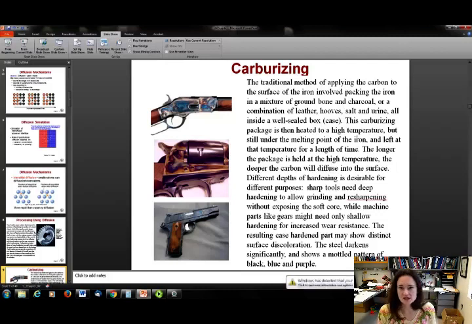And then the carburizing package is heated to a high temperature, but still less than the melting point of the iron, and then left there for a long period of time. And then, of course, the longer that you hold it at the high temperature, the deeper the carbon goes into the surface. Different depths of hardening might be desirable for different purposes. If you need a sharp tool, you might need deep hardening so that you can grind it and resharpen it without exposing the soft core. But things like gears or gun parts might only need a shallow hardening for wear resistance.